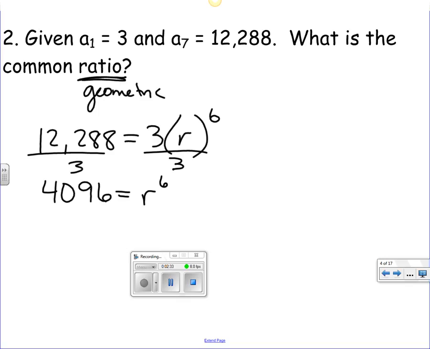Okay. Paige, how do you get rid of the 6th power? You root it. So you go to math on your calculator, hit the math button, go down to number 5, and put a 6 on the outside. Anybody, what you got? R is 4. Okay. All right, so those are 2 review problems from yesterday. Any questions? Okay, now we're going to do something kind of new.